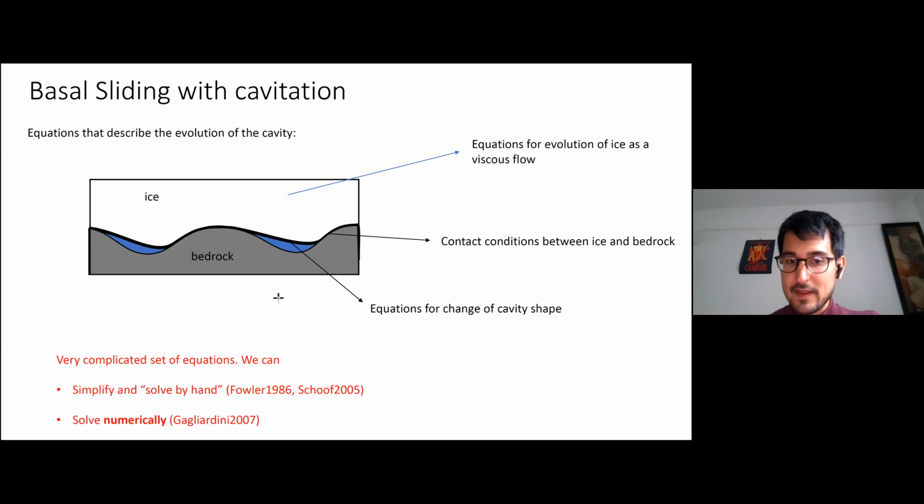And in the past, different researchers, in particular Andrew Fowler, who was here in Oxford, and his student Christian Schoof from the University of British Columbia, found a method for solving this system of equations by simplifying, linearizing, and actually being able to arrive at an analytical solution. So that's what I call solve by hand. But this comes at the cost of simplification. And the fact is that we can avoid such a simplification if instead of solving this by hand, as I just said, we actually solve it numerically.